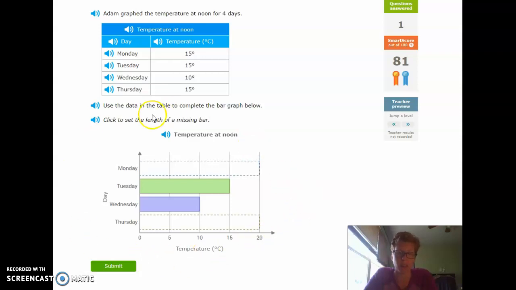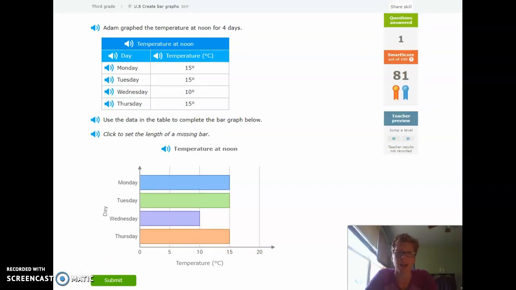So we need to fill in that information on our chart here. Find Monday, and how many degrees was it on Monday? 15, so we fill in 15. Then Thursday, the missing information. How many degrees was it on Thursday? 15, fill it in. All right, my friends, that is how you are going to do this IXL task RPF.